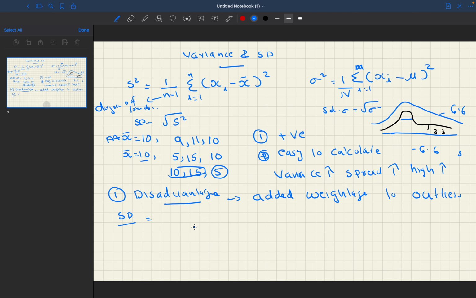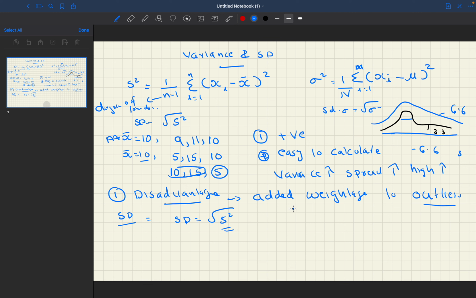Okay, so standard deviation is also prone to outliers, since it is the square root of variance. So if there is an outlier, it will affect the standard deviation, but we are taking the square root of it. Then standard deviation is the square root of variance, s squared. And one advantage of standard deviation is that it is very easy to understand.